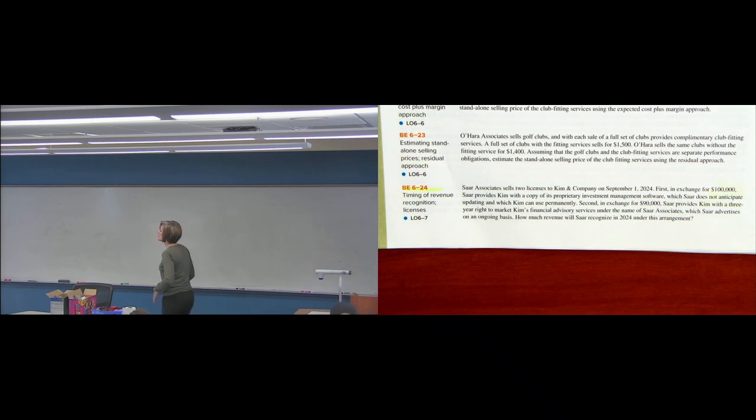It says, SAR provides Kim with a copy of its proprietary investment management software. So SAR developed this software, which SAR does not anticipate updating, hint, hint, and which Kim can use permanently, hint, hint. Second, in exchange for $90,000, SAR provides Kim with a 3-year right to market Kim's financial advisory services under the name of SAR Associates, which SAR advertises on an ongoing basis. How much revenue will SAR recognize in 2024 under this arrangement?